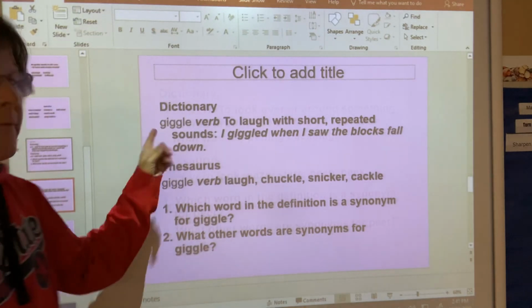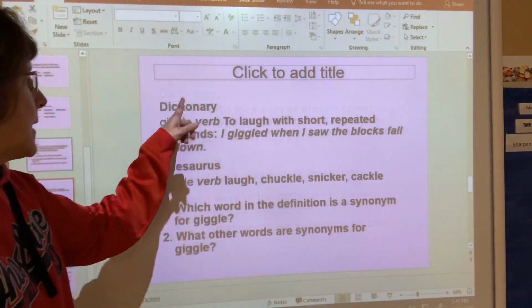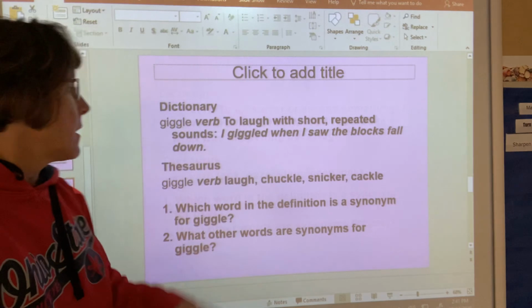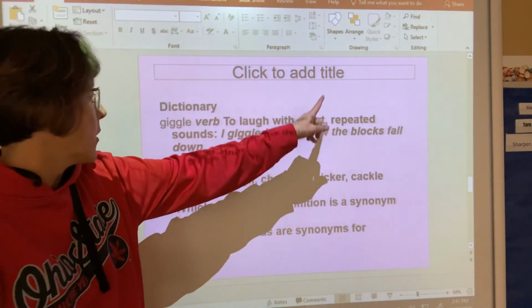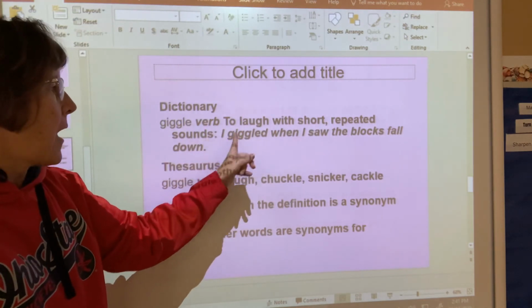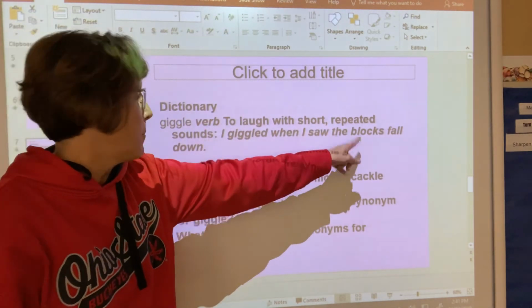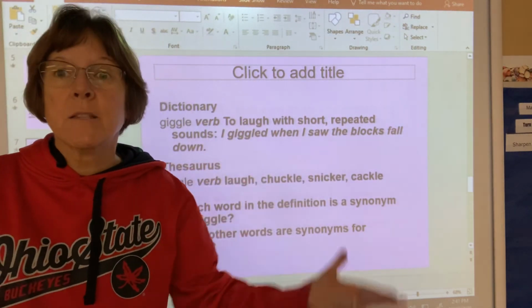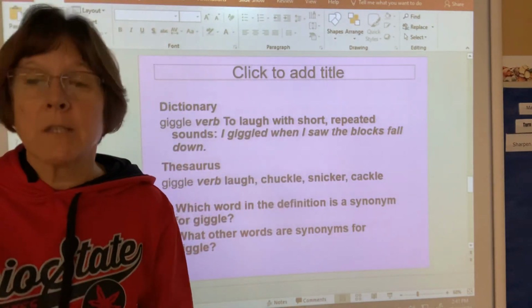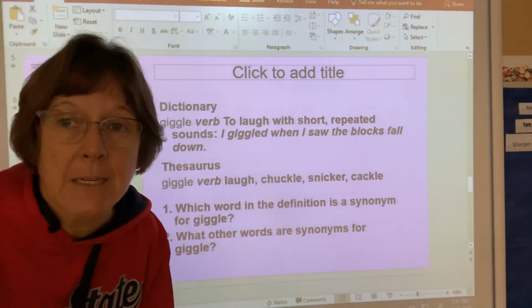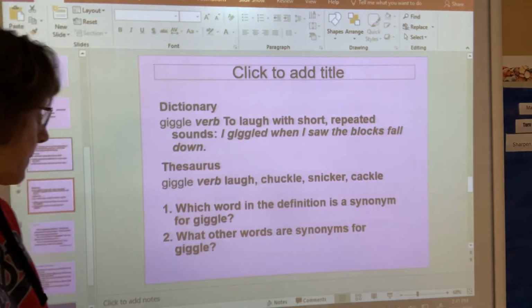Okay, and now we have the word giggle. Again, in the dictionary, it tells us that giggle means to laugh with short, repeated sounds. I giggled when I saw the blocks fall down. That's what the word means. But if I go to a thesaurus, it's going to give me synonyms, words that mean the same.